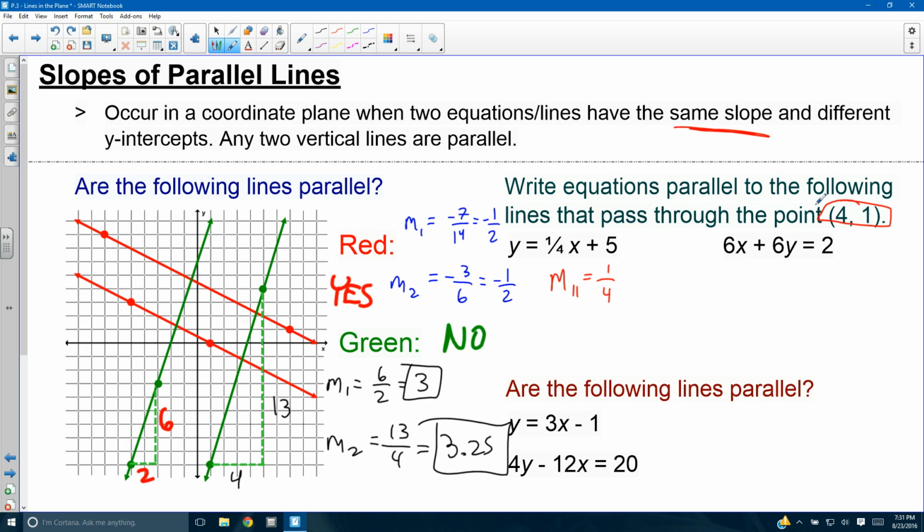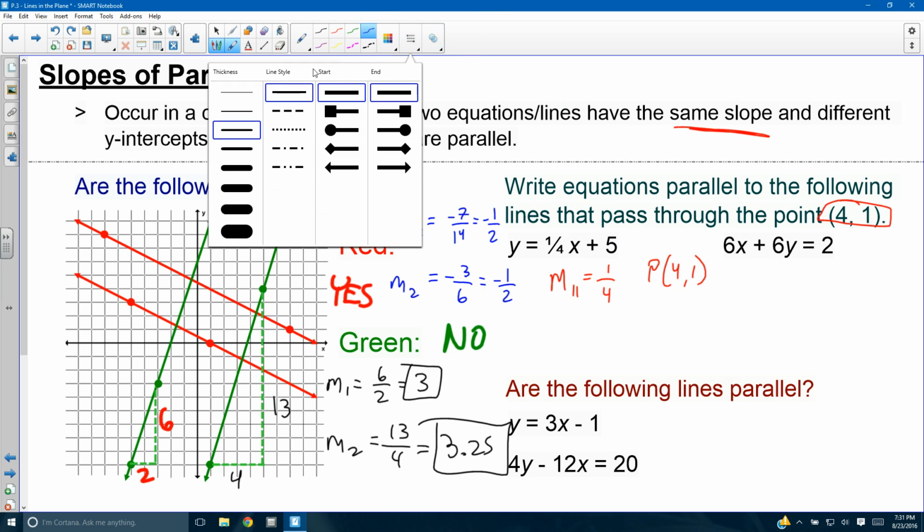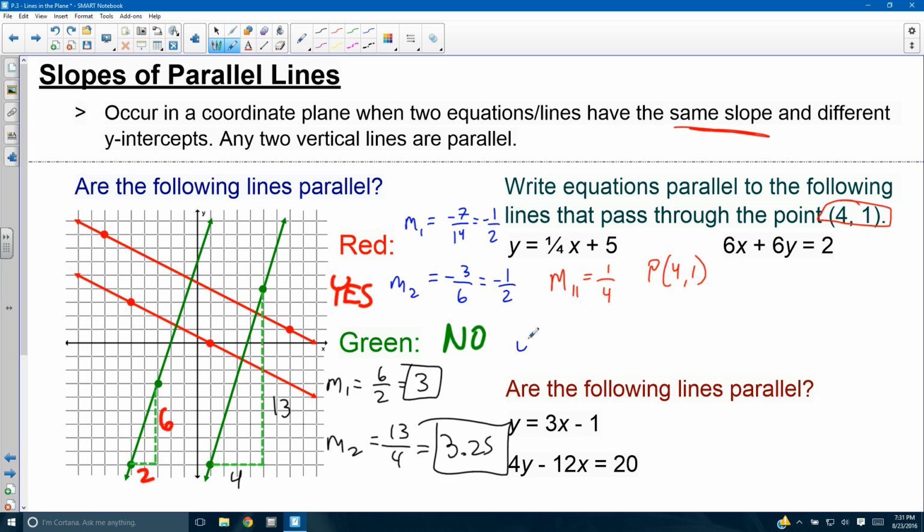Or you can use point-slope form. You already have a set of x1, y1 values. x1 is 4, y1 is 1. So I could write this equation like this, and there's nothing wrong with it. And by the way, this is a parallel symbol. y minus y1 equals m times x minus x1. Totally fine and acceptable answer.